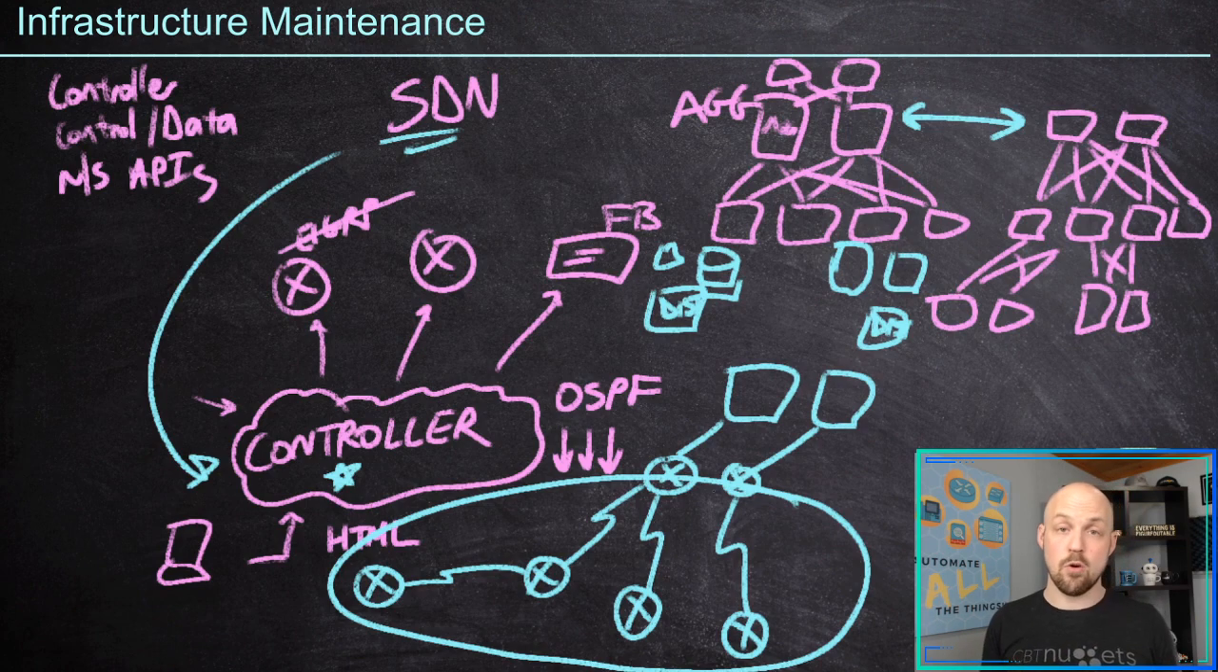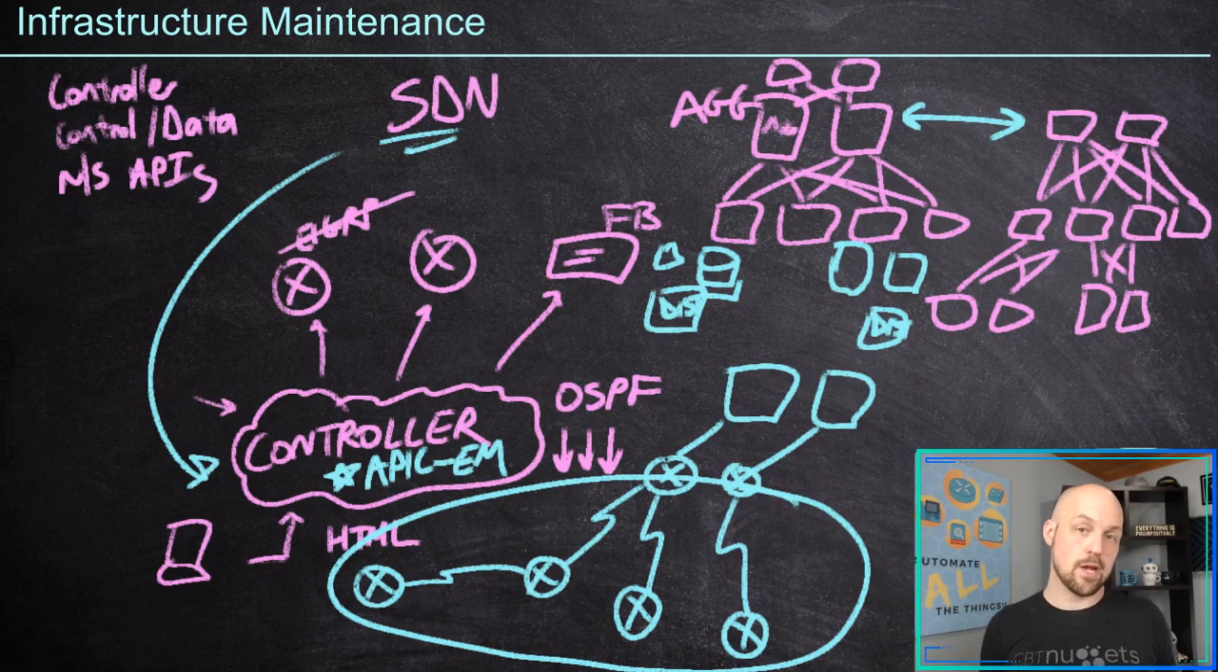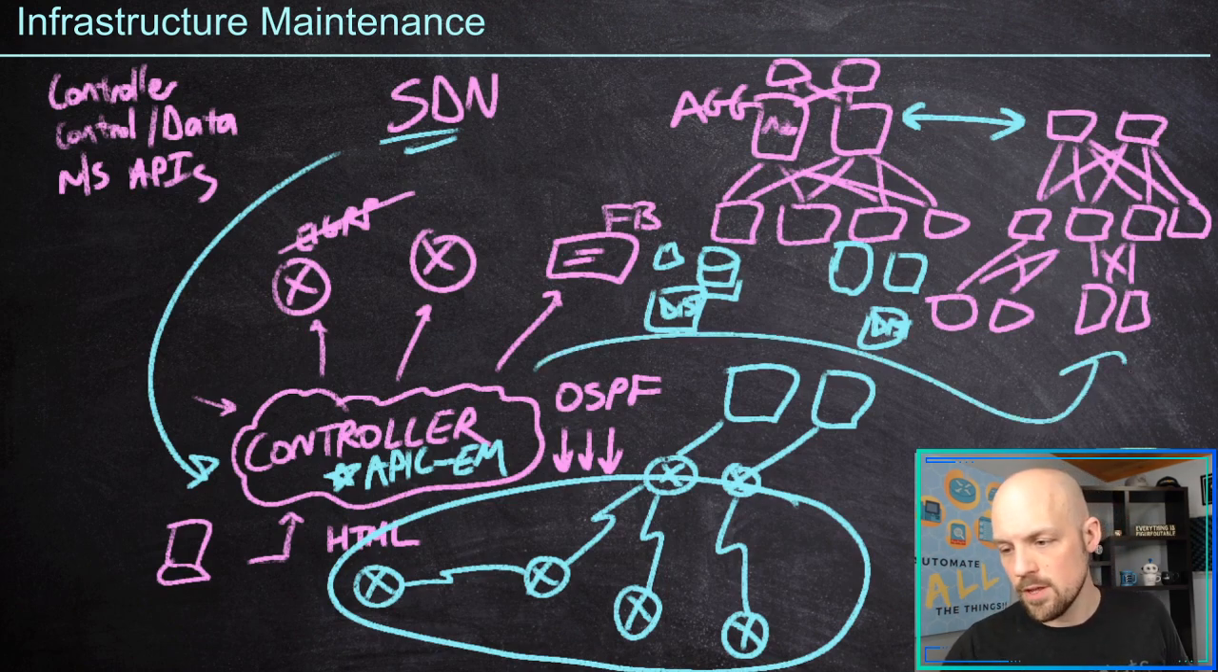So we all are aware of what APIC EM is. APIC EM is this concept of a software-defined networking controller. It is Cisco's SDN controller. And Cisco's SDN controller is designed to work with all of its own equipment. Now, the one thing APIC EM doesn't work with is this over here.